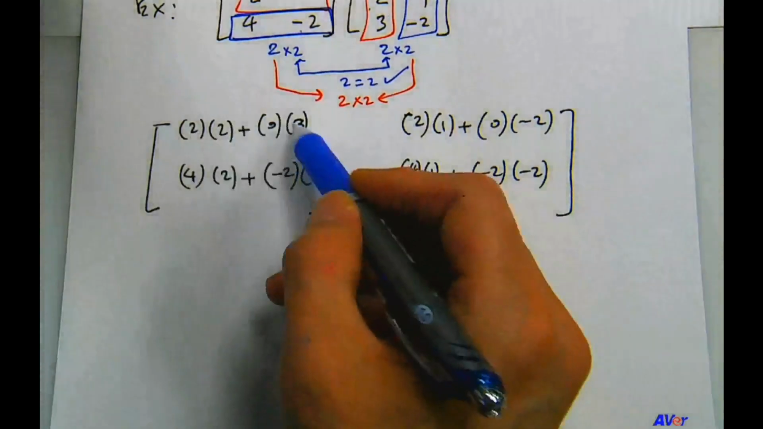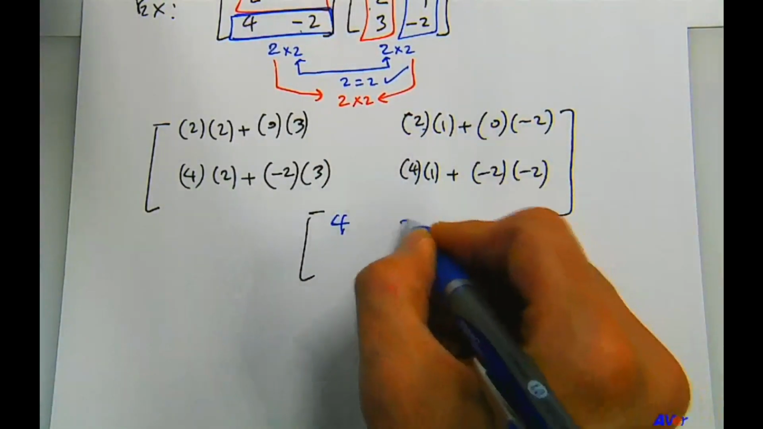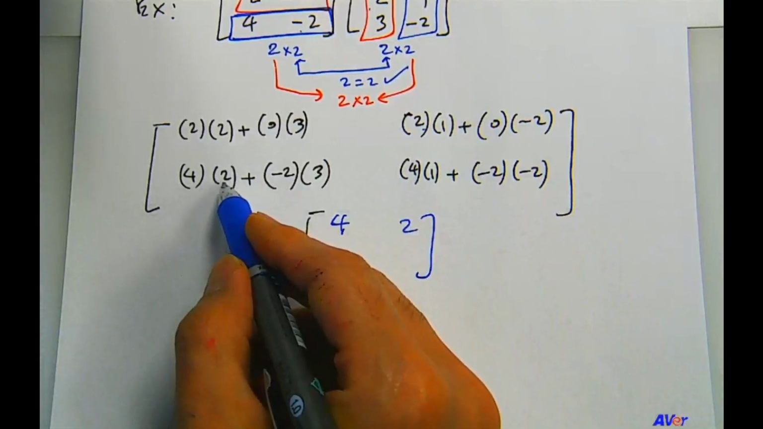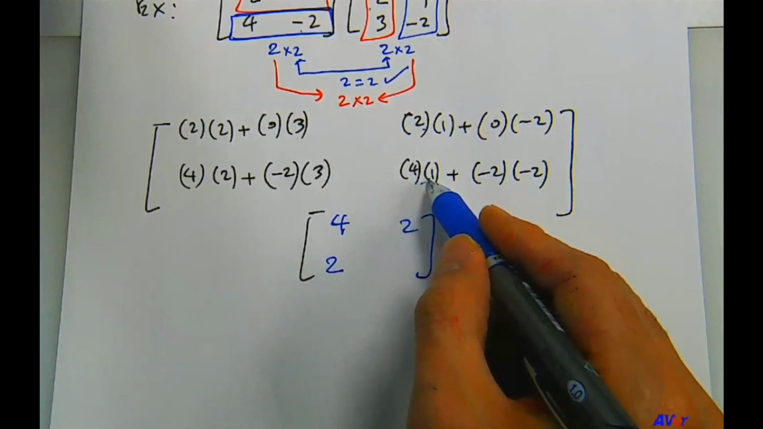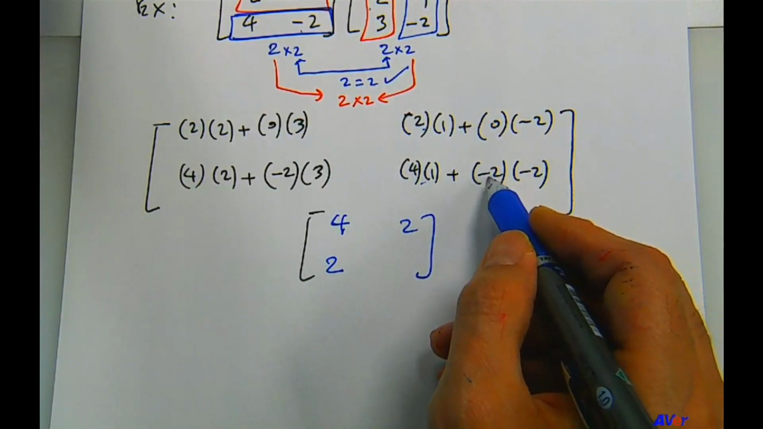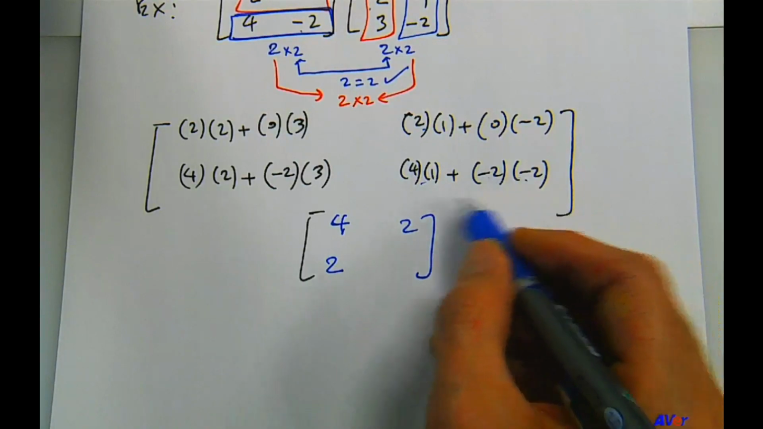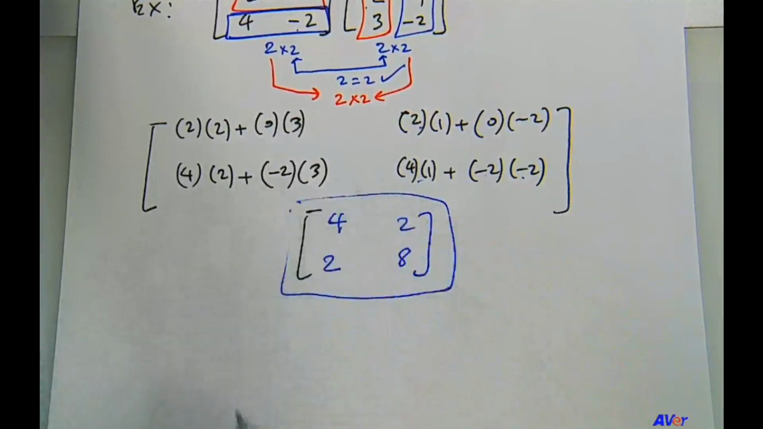2 times 2 is 4, plus 0 is 4. 2 times 1 is 2, plus 0 is 2. 4 times 2 is 8, minus 6 is 2. 4 times 1 is 4, plus positive 4, because negative 2 times negative 2 is positive 4. We get 8. And here is that result.